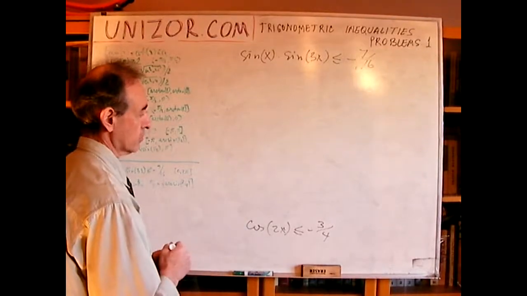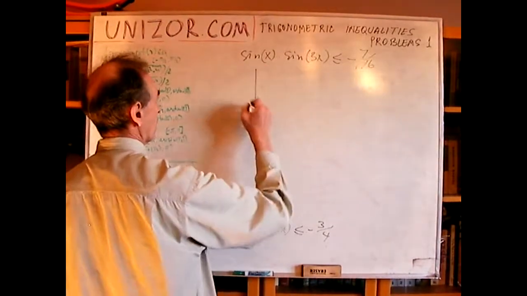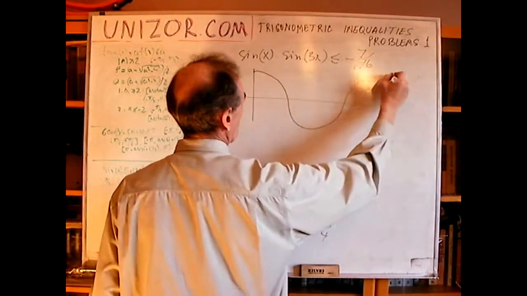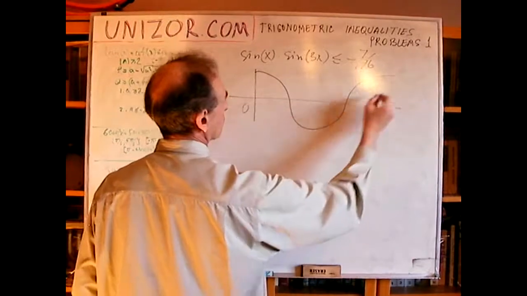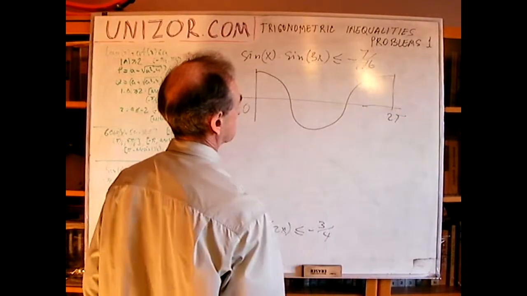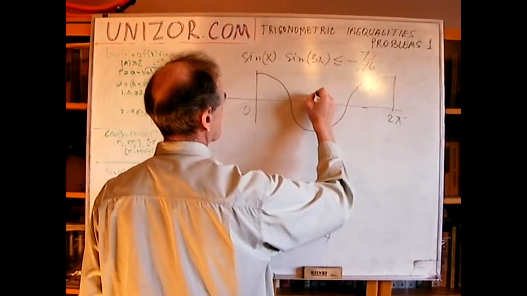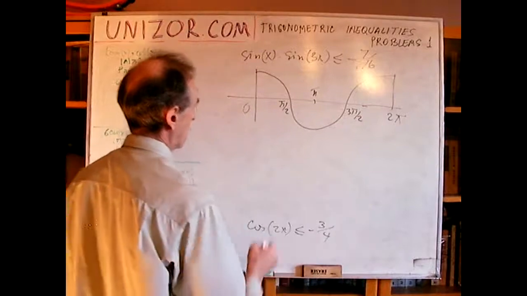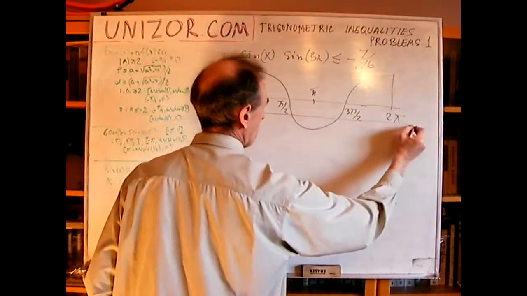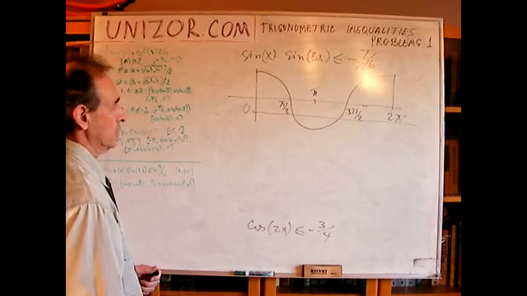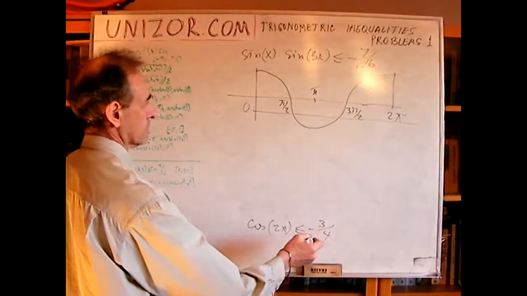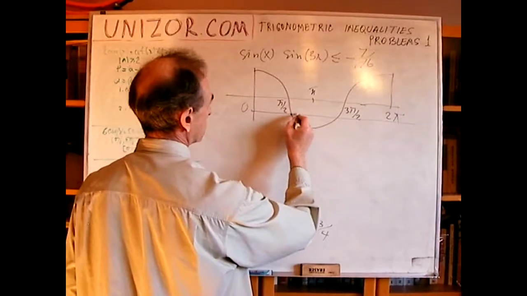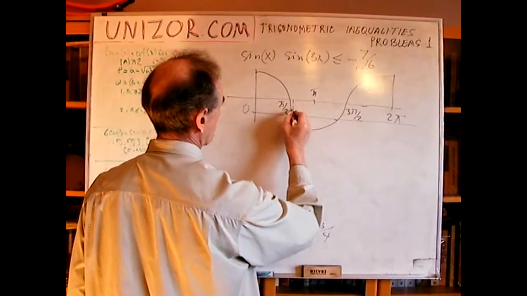Minus 3/4. So, let's say this is my cosine, from 0 to 2 pi. This is pi, this is pi over 2, this is 3 pi over 2. Now, minus 3/4 is here. We need less than minus 3/4, right? So it's from this point to this point, this interval.